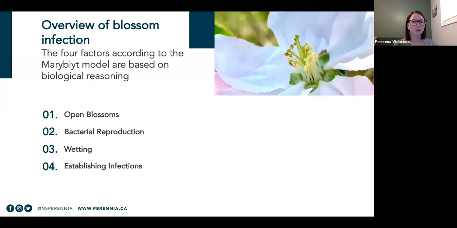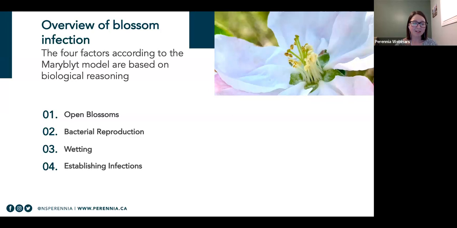So in order for a blossom blight infection to happen, there's 4 key factors that the calculations consider in the Maryblyt model. And they're all based on biological reasoning that we're going to go into. So the first factor is that, of course, you need to have open blossoms. And we'll go into that in more detail.